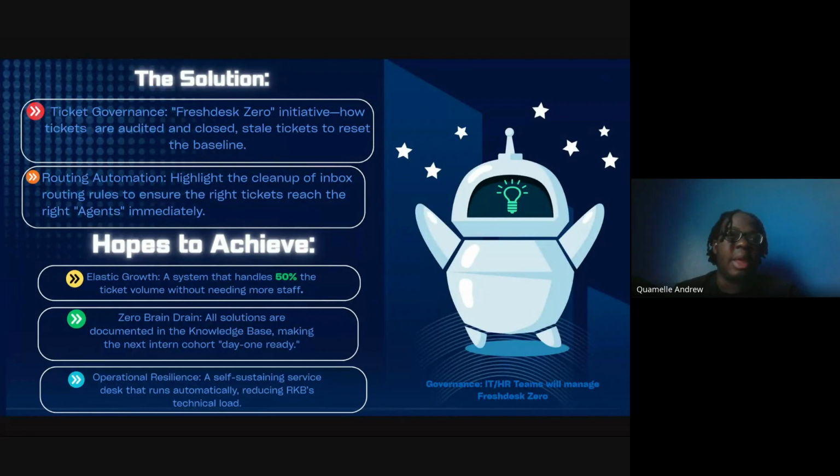My solution would be Freshdesk Zero, an automated system that would reset the baseline to zero, to a clean inbox that ensures the right tickets reach the right agents. With this system, I hope to achieve a 50% reduction in ticket volumes without needing more staff. All solutions documented to the knowledge base, making newer interns day one ready. It's a self-sustained system that runs automatically, reducing RKB's technical load, and this will be governed by the IT and HR teams.